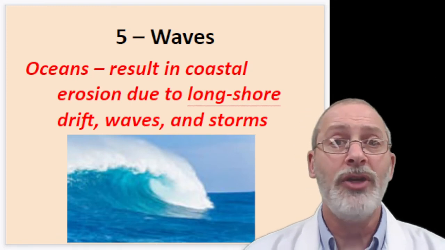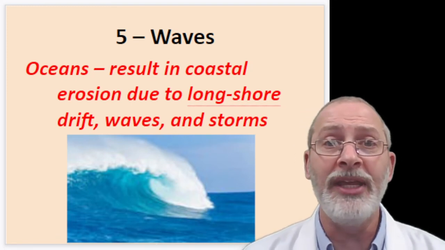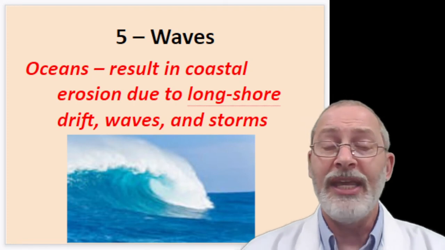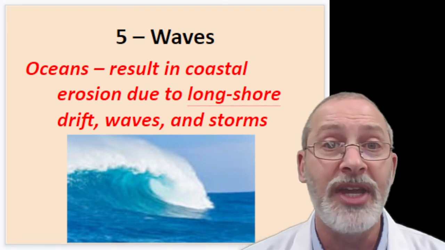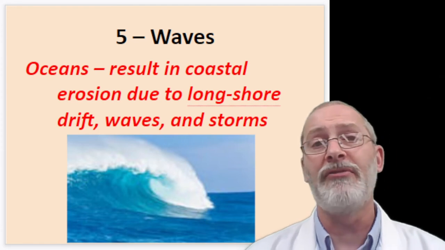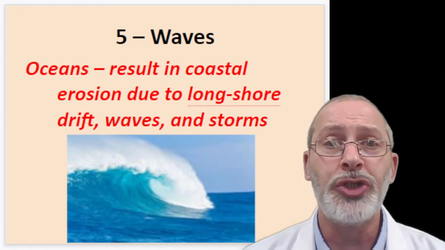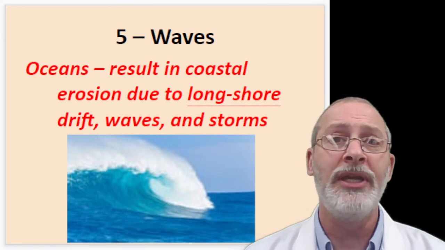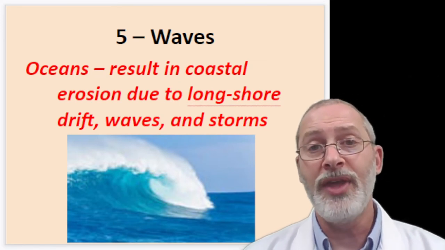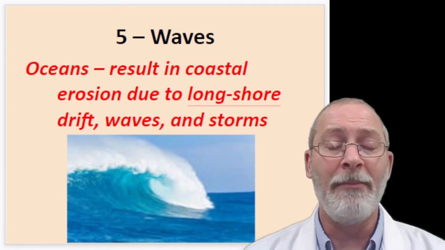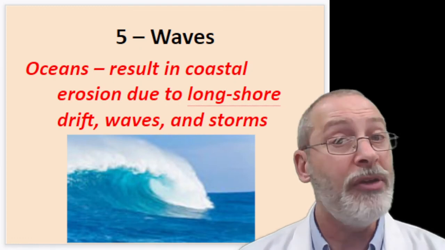But you can have smaller waves eroding on lake shores and also on larger rivers like the Delaware River. There are waves every time a boat goes by. There are little waves that wash on shore and do a little bit of eroding themselves. So there we have it, our 5 major agents of erosion.